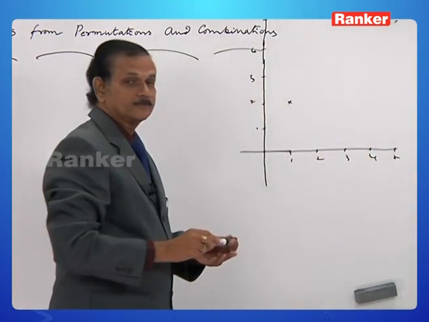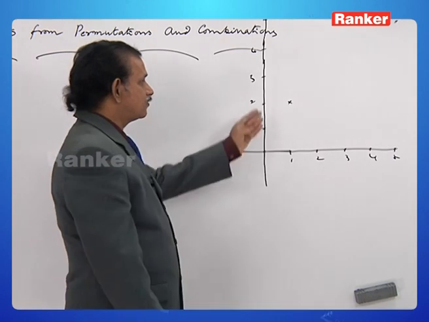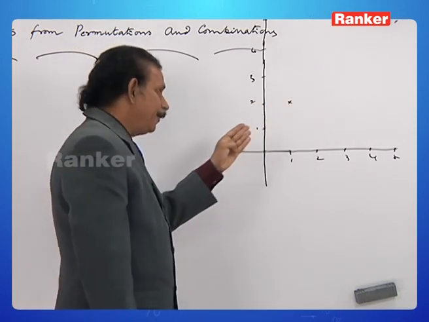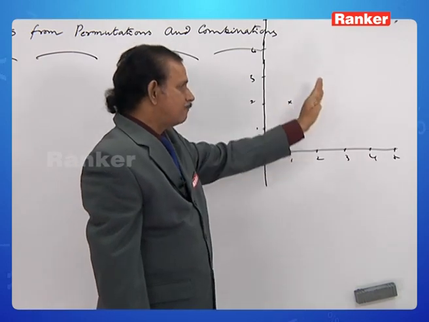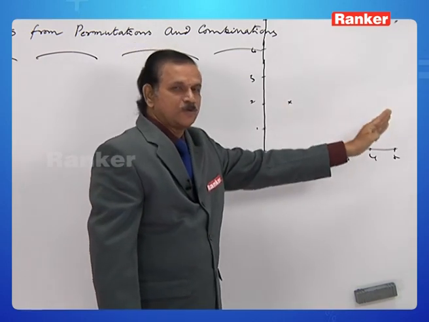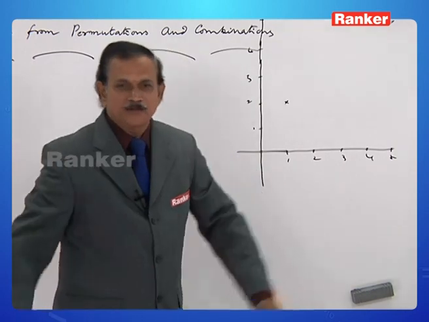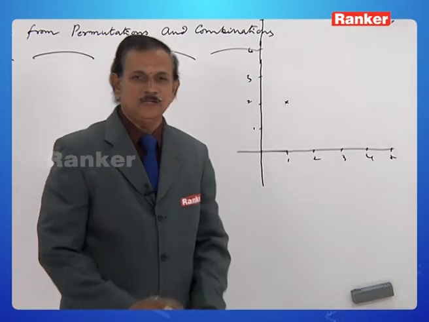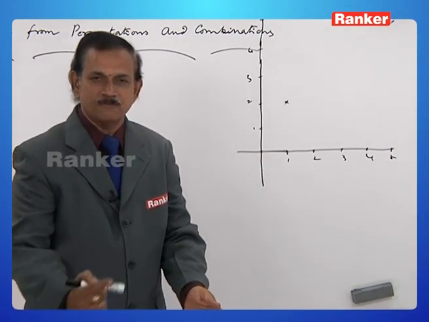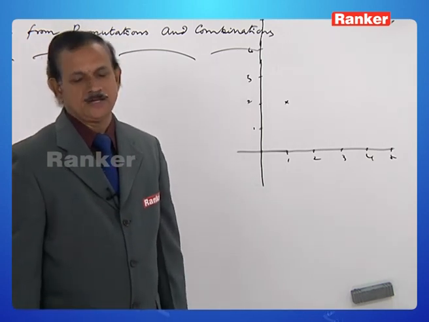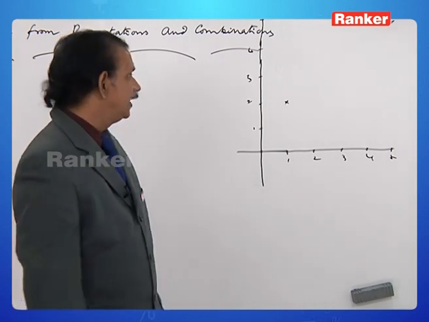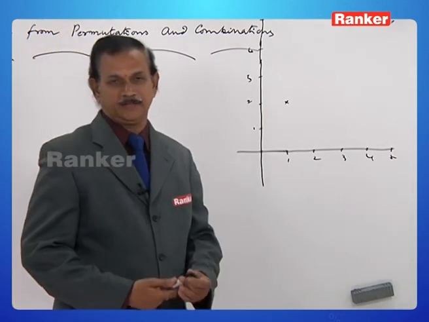We are supposed to move from A to B not in a diagonal way. Either rightwards, upwards, rightwards, upwards, rightwards, upwards, like that only you are supposed to move. In each step, you are supposed to move for one unit only. How many ways you may have to reach from A to B?